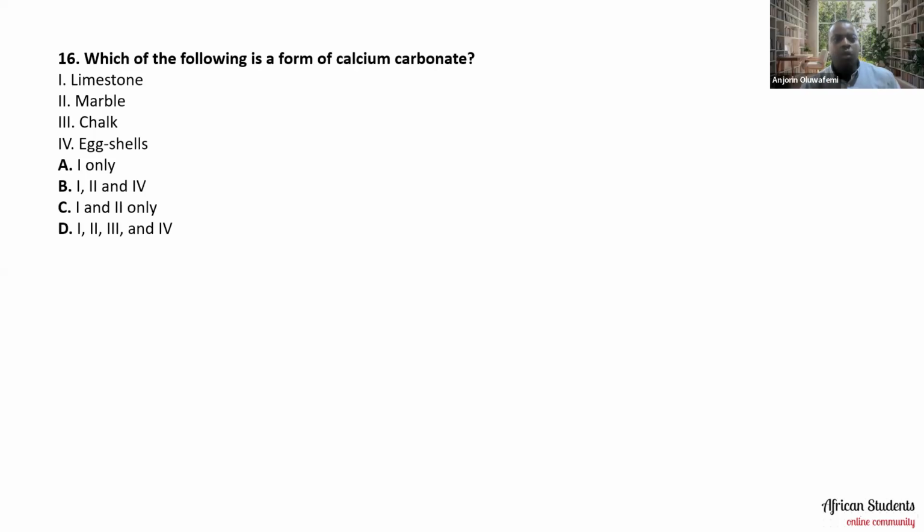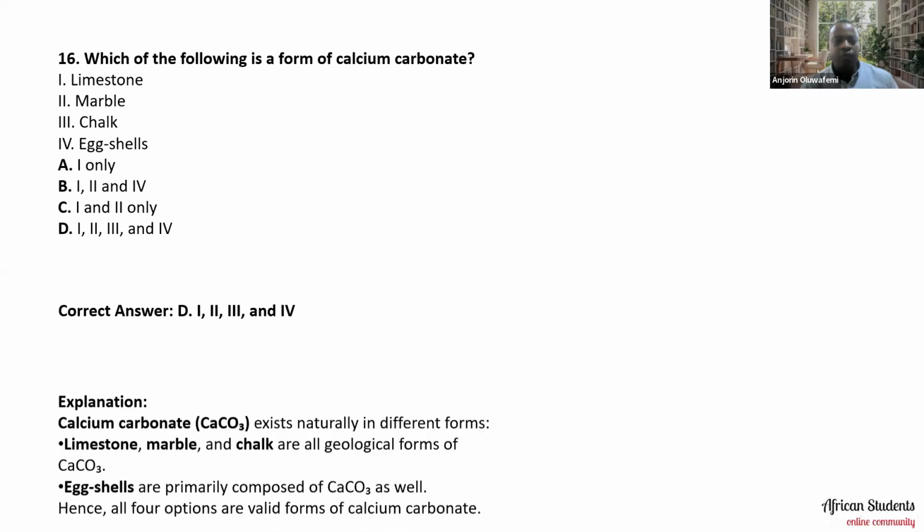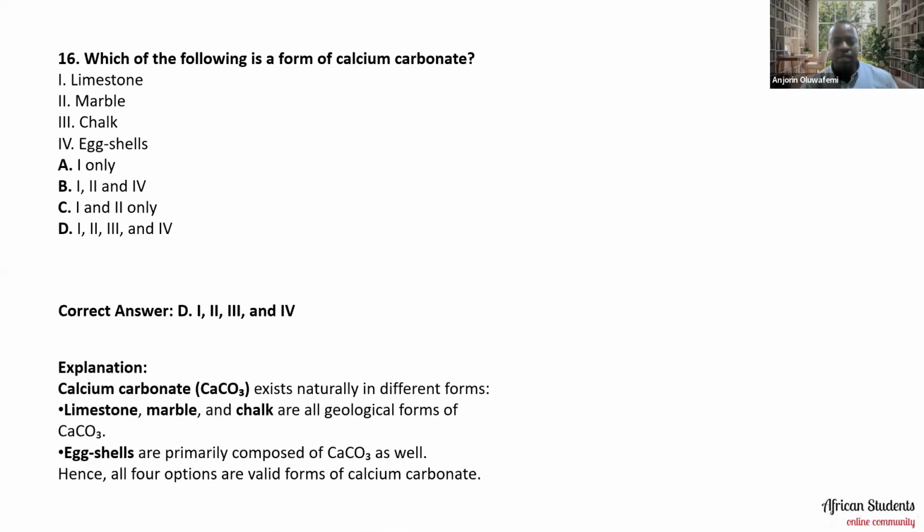Okay. Which of the following is a form of calcium carbonate? 1, limestone. 2, marble. 3, chalk. 4, eggshell. Is it 1 only? Is it 1, 2, and 4? 1 and 2 only? 1, 2, 3, and 4? So the answer here is 1, 2, 3, and 4. Calcium carbonate exists naturally in different forms. Limestone, marble, chalk are all geological forms of calcium carbonate. Eggshells are primarily composed of calcium carbonate as well.